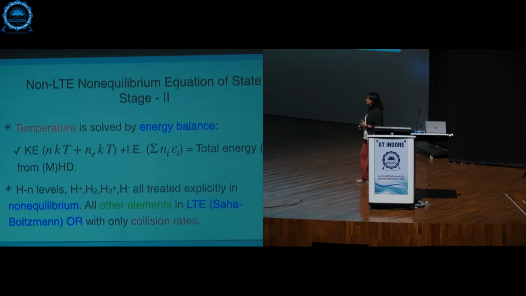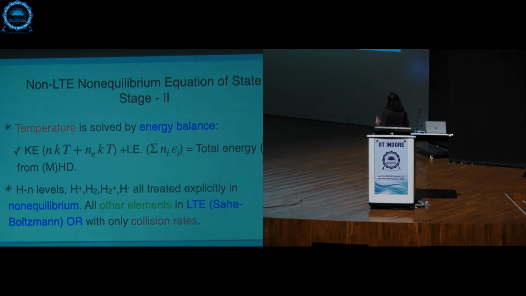The second stage is to have the equation of state to determine temperature properly, and this is done by doing an energy balance. The kinetic energy and the internal energy should be balanced within a given time step. Not in general, but for that particular time step we take the energy from the magnetohydrodynamic part, and that energy should be equal to the total internal energy and the kinetic energy, so that the internal energy changes because of the ionization and excitation, and accordingly temperature should change. Temperature determination is the important step here.